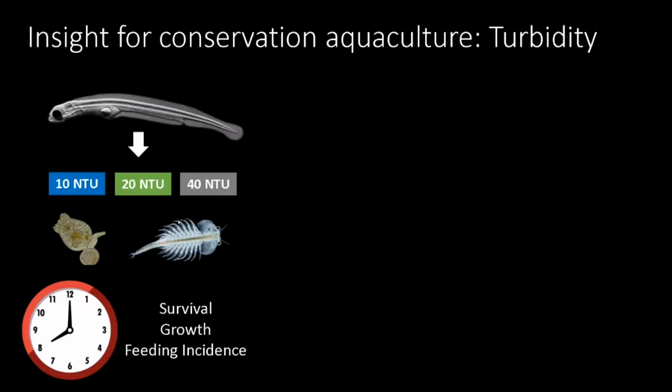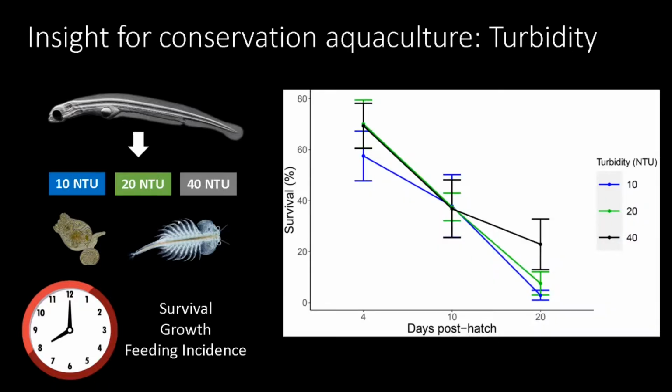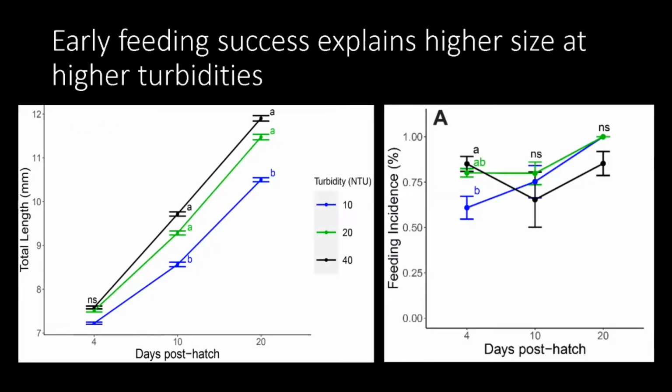Starting first with the less exciting results. Here is survival in percentage over the 3 time points that we measured these fish. And there was no difference in survival at these 3 turbidities. However, there was a trend towards higher survival in the 40 NTU, or the higher turbidity group. Now, what was significant, though, was the growth of these fish.